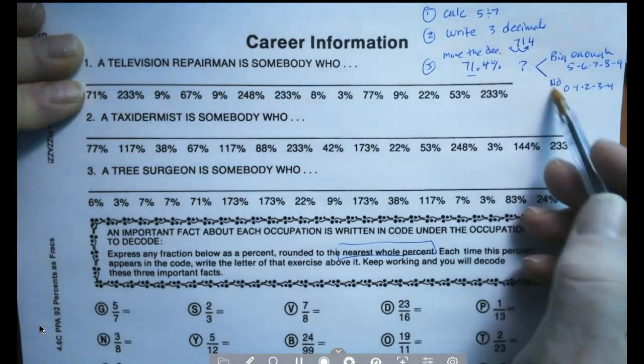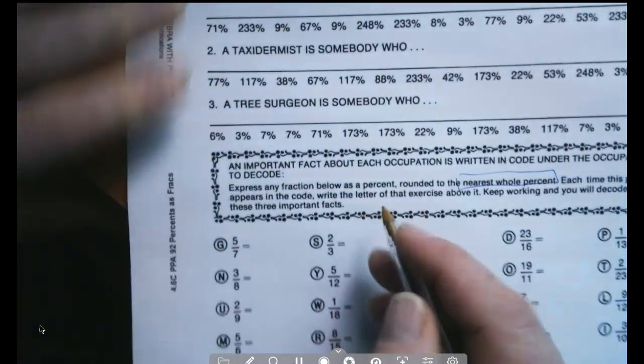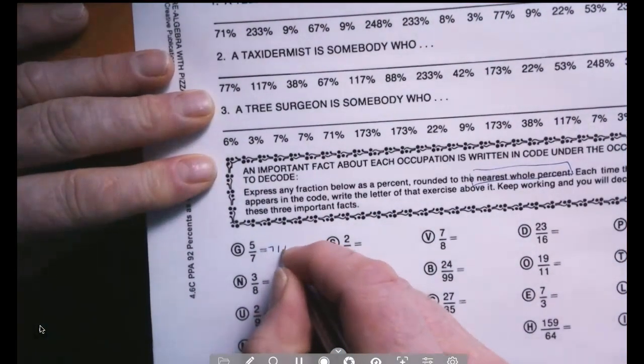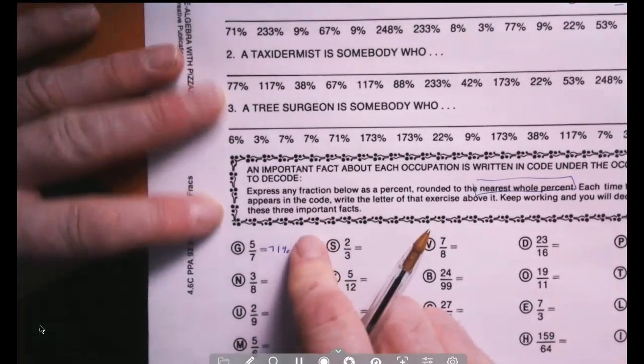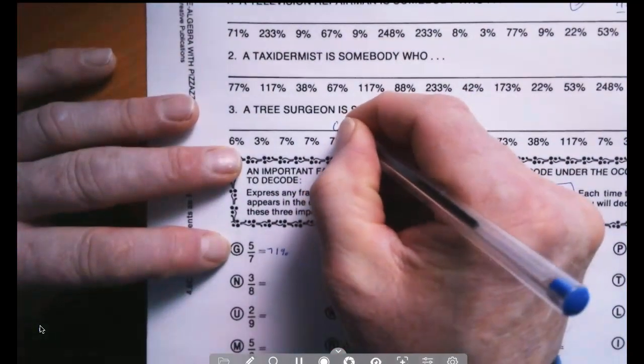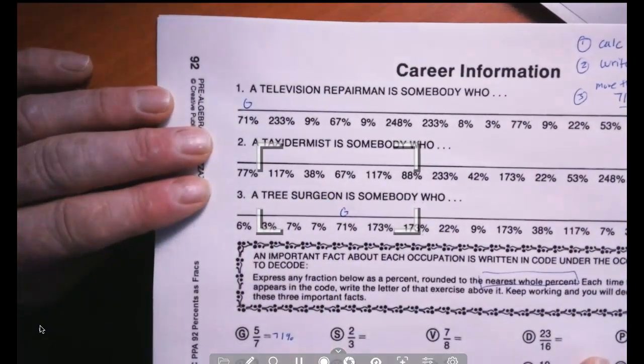So this number is a 4. 4 means no, you don't round up. So we have 71% here. Now you go up top and you find the 71%, and you're going to put the letter G there. So here's a G for 71%, and I think there's one up here too. There may be others, you can look for them.